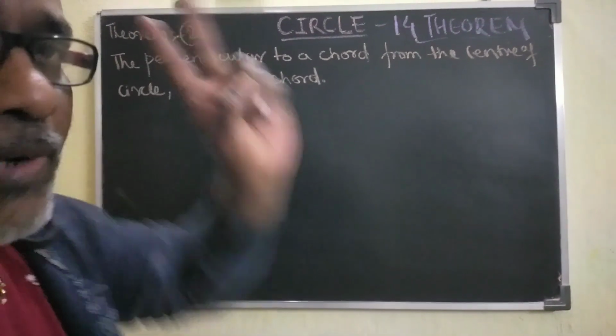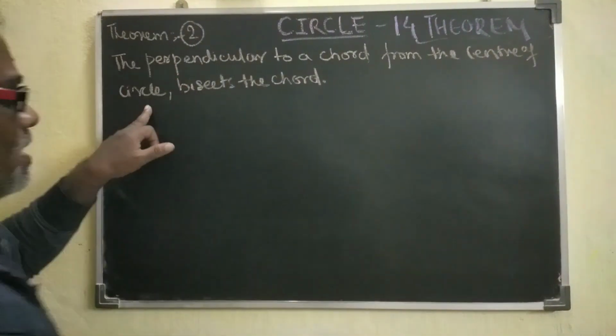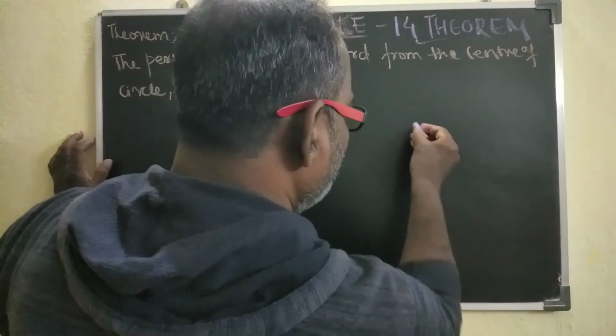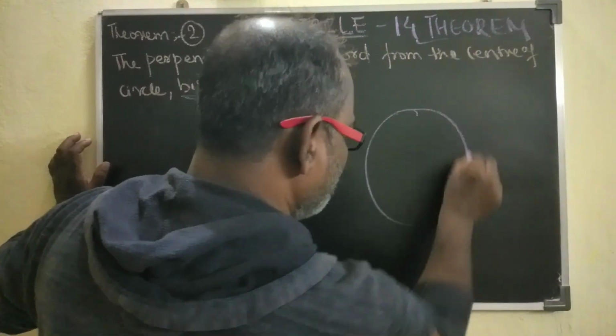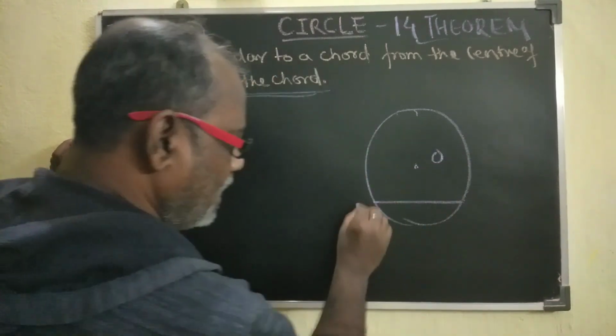Another theorem, theorem number 2. The perpendicular to a chord from the center of a circle bisects the chord. You have to say that it must bisect the chord. What does this mean? This is your circle, this is the center O, and any chord AB.